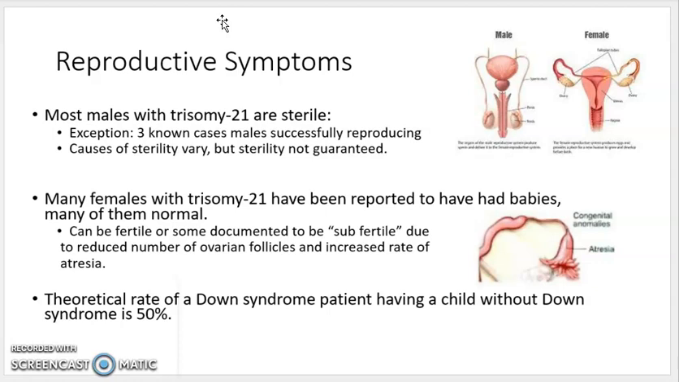Females with trisomy 21 can be fertile, or some have been documented to be subfertile due to a reduced number of ovarian follicles and an increased rate of atresia. The theoretical rate of a Down syndrome patient having a child without Down syndrome is 50%.